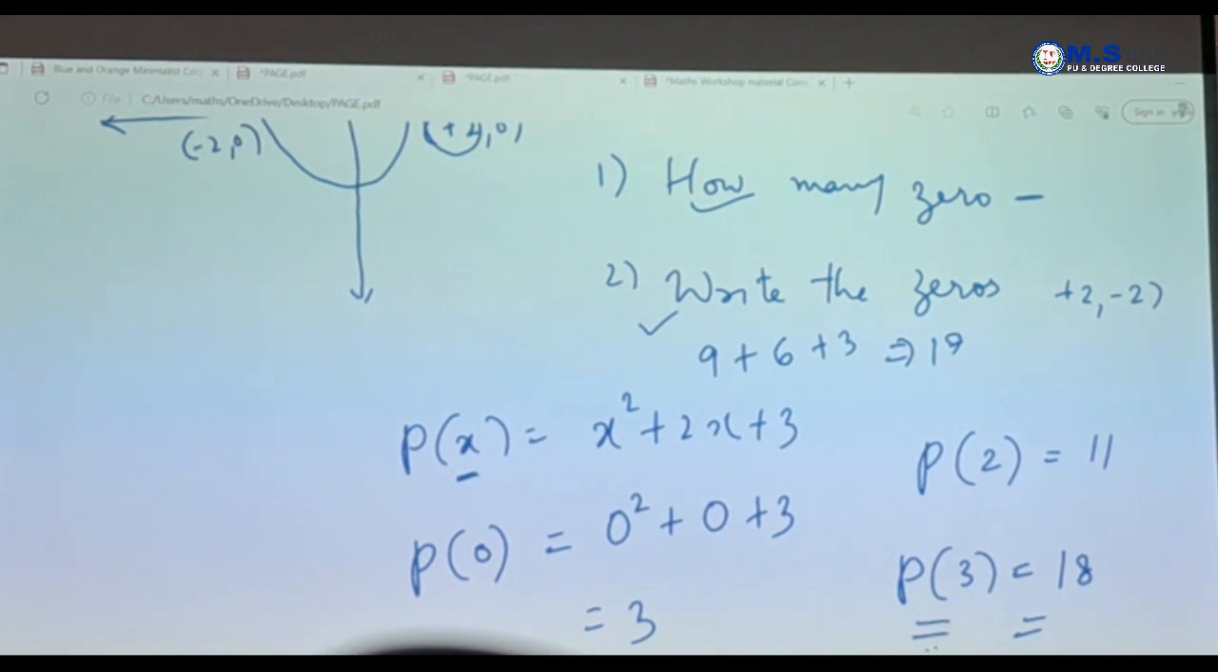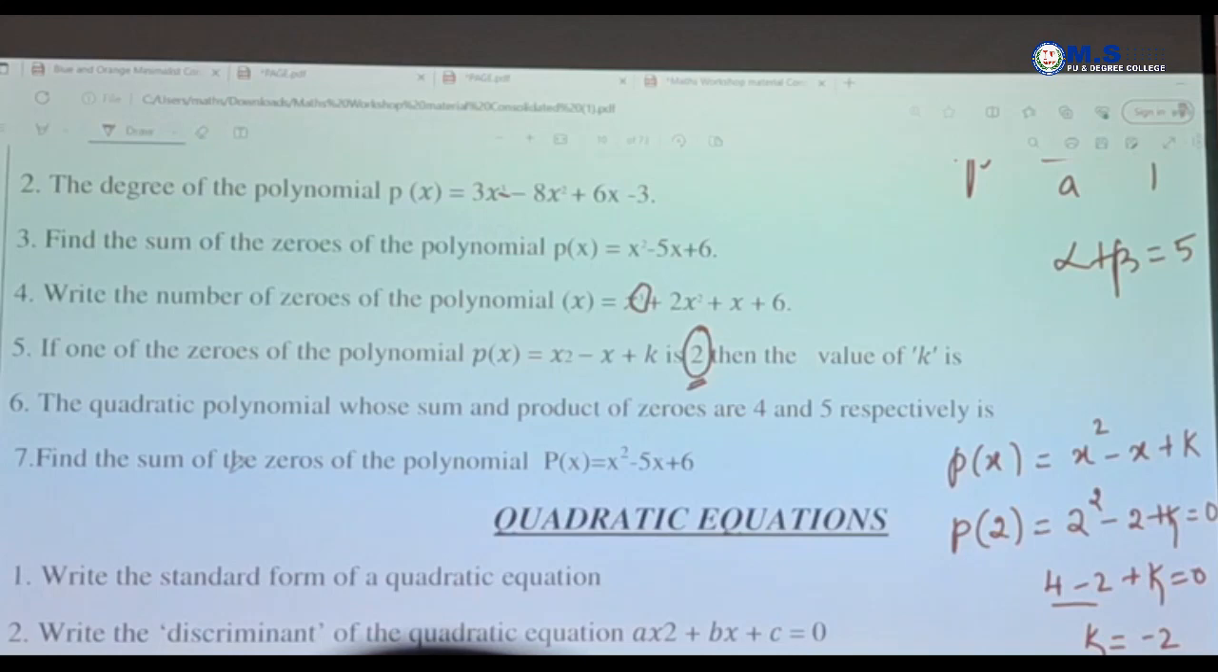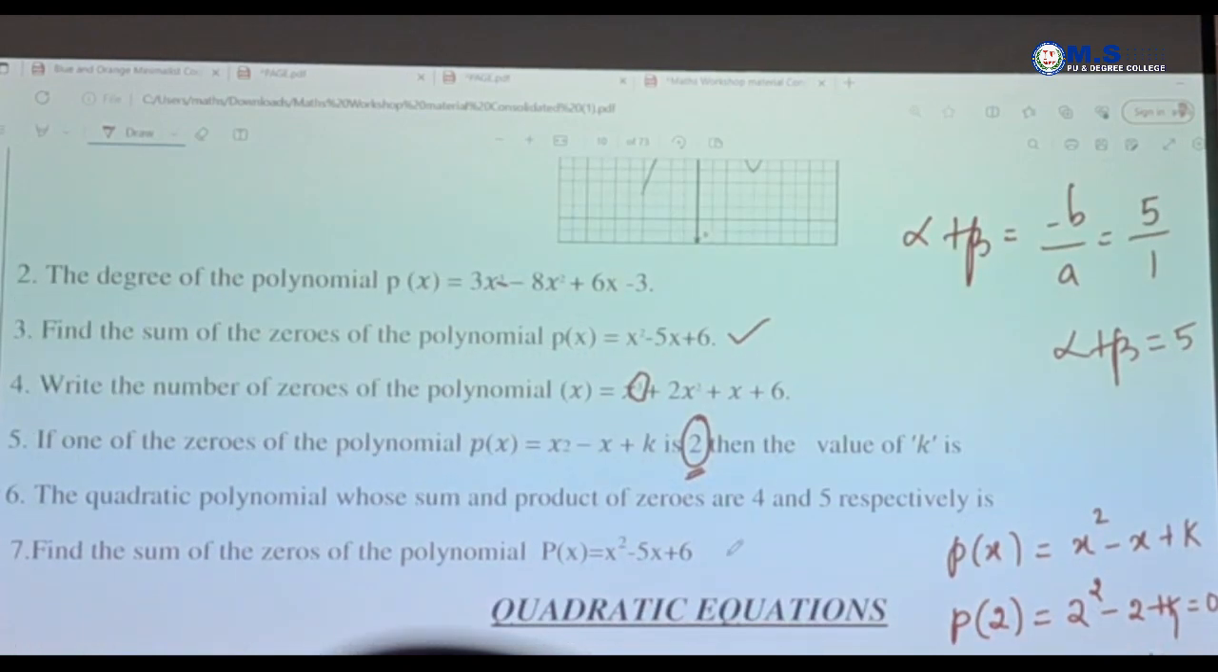See, the question paper is set in such a way that you should finish your answering by 2 hours 45 minutes. The last 15 minutes is to check your papers again. Okay? Find the sum of zeros of the polynomial. It's a repeated question, right? How much? It is 5.